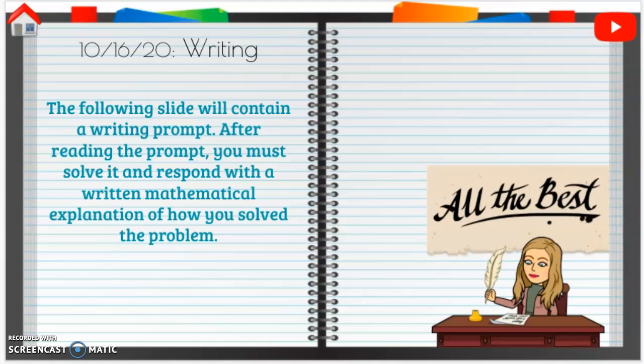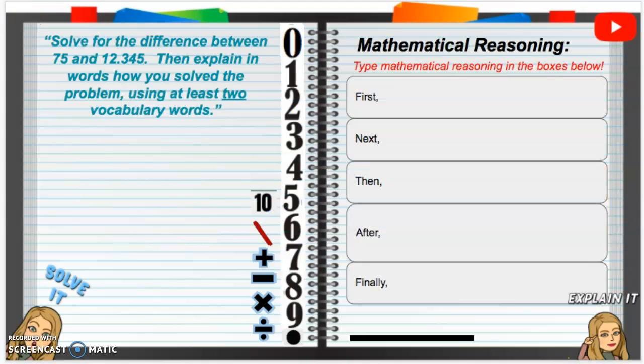All right, October 16th, 2020, writing. The following slide will contain a writing prompt. After reading the prompt, you must solve it and respond with a written mathematical explanation of how you solved the problem. All right, let's take a look here at our prompt.